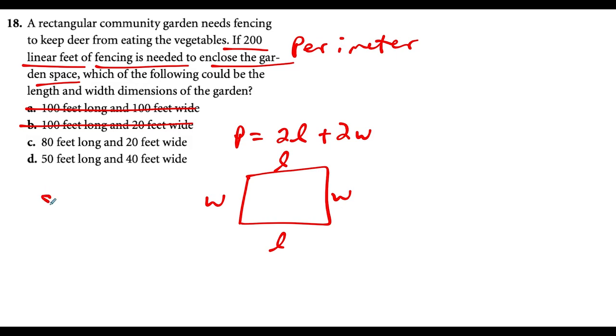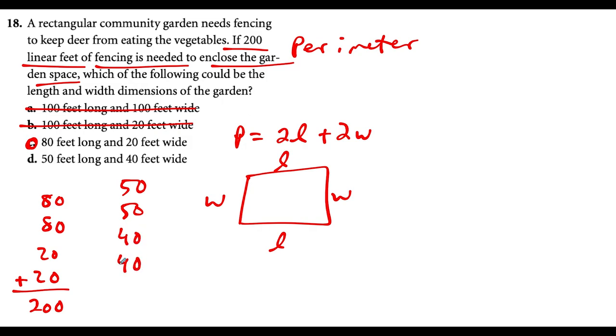If I think about this, I could say 80 plus 80 plus 20 plus 20. If we add this up, this is 160, then plus another 20 gives us 180, and 180 plus 20 gives us exactly 200. Just to be certain that this is not it, I could do 50, 50, 40, 40, and if I add this up, I get 100 plus 80, which is 180. That's gonna fall too short.